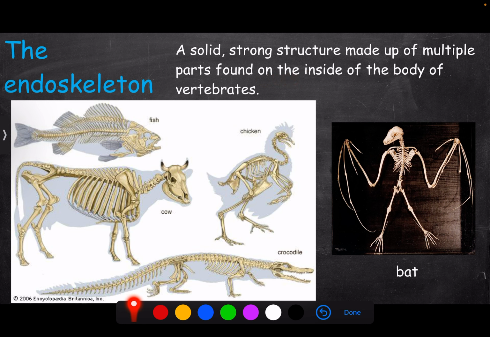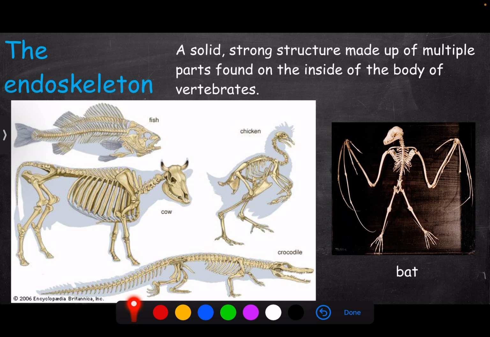So usually the endoskeleton is made up of what we call bone. However, sharks, for example, are vertebrates that have no bone skeleton but have cartilage instead. I'm not going to go into that right now, but it's good to know. So it's made of multiple parts, and it's found inside the body of vertebrates. All vertebrates, mammals, amphibians, reptiles, birds, and fish, all have an endoskeleton.